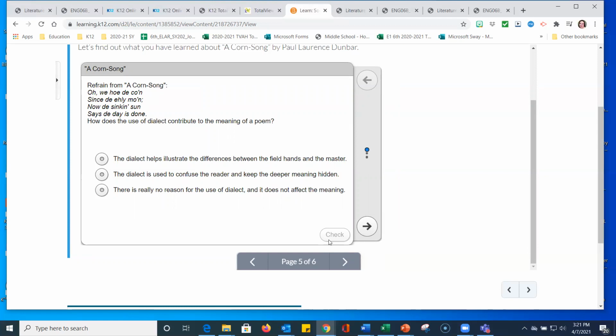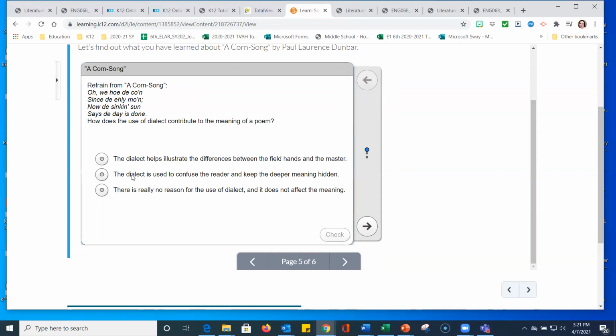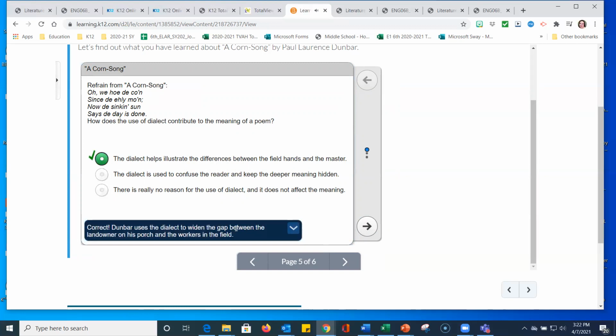Once you know the correct answer, if you're wanting to do a review document, you may copy and paste the question, correct answer, and explanation into your review document. Pause the video and come back when you're ready. Since this isn't going to be on a test, I'm going to go ahead and say that dialect helps illustrate the difference between, and that is correct. It uses dialect to widen the gap between the landowner on the porch and the workers in the field, because as discussed, when it's the wealthy landowner speaking, there's no dialect. It's all academic language. And when it is the slave speaking, it has the dialect.